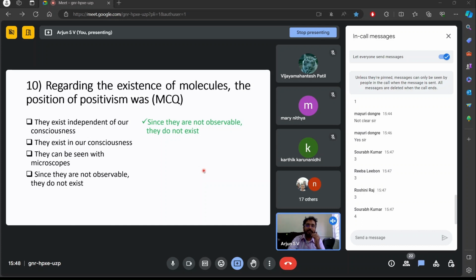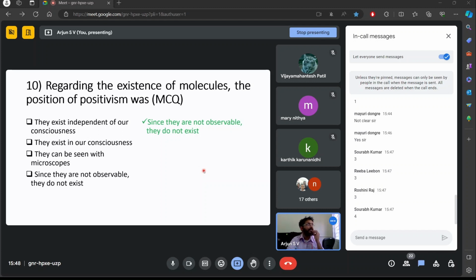They exist independent of our consciousness? That's wholly different, that's related to matter. They exist in our consciousness? Also related to matter. They can be seen with microscopes? Not the view of positivism, and microscopes weren't that popular during that time. So yeah.